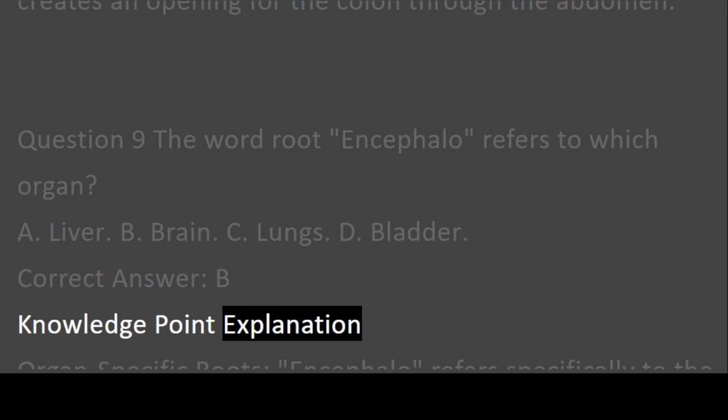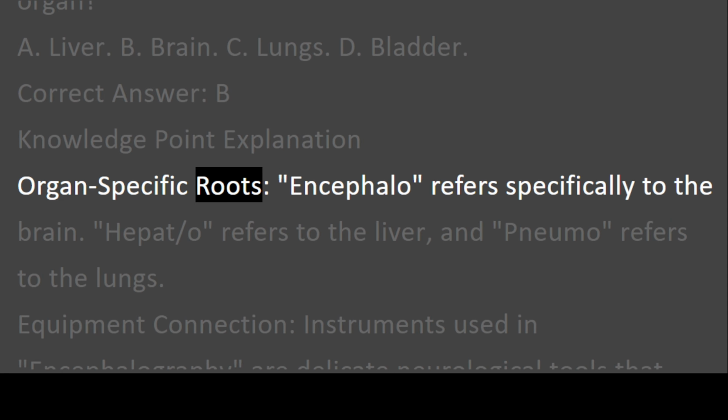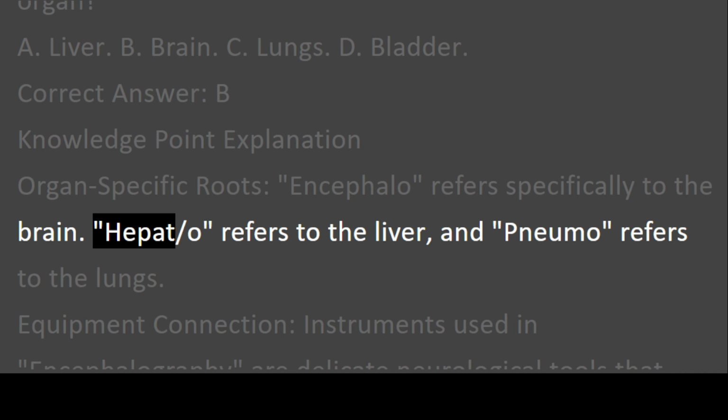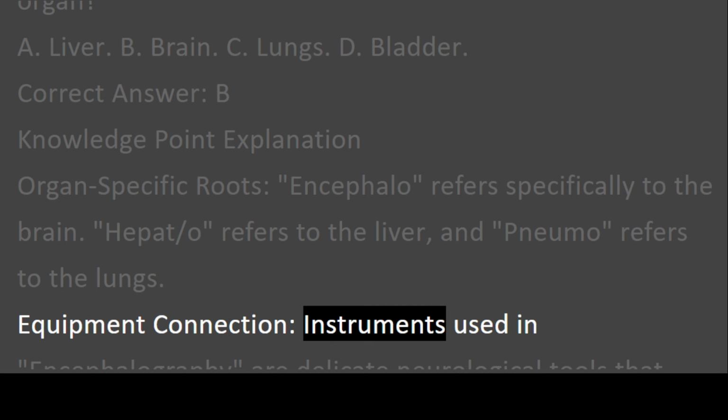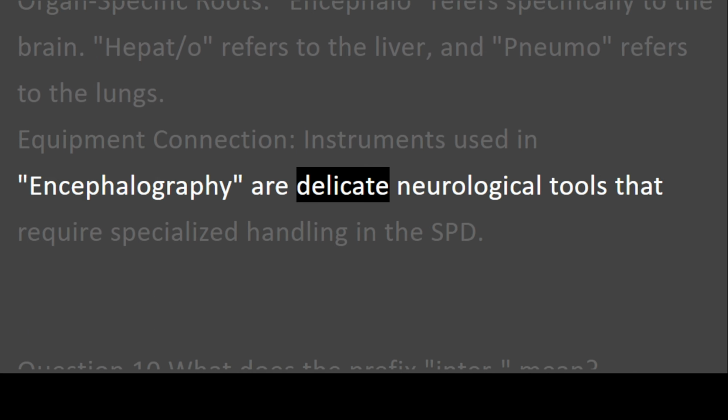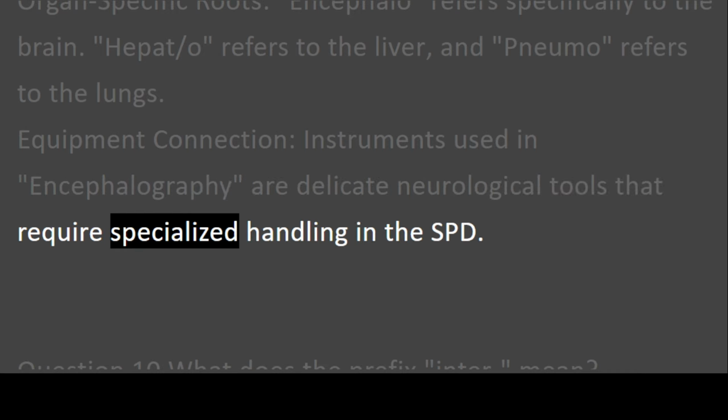Knowledge point explanation. Organ-specific roots. Encephalo refers specifically to the brain. Hepat/o refers to the liver, and pneumo refers to the lungs. Equipment connection. Instruments used in encephalography are delicate neurological tools that require specialized handling in the SPD.